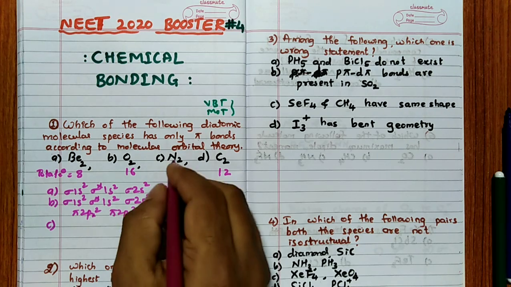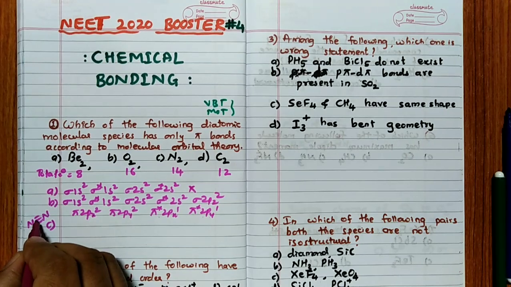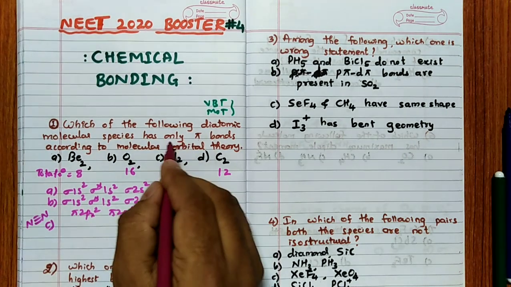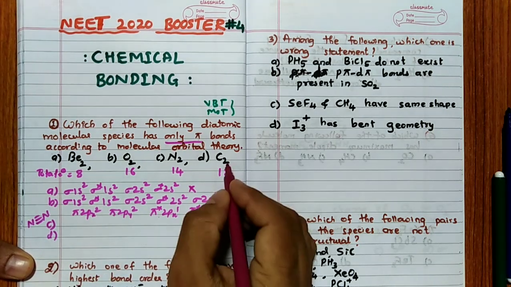In a shortcut I will tell you, nitrogen means N triple bond N. N triple bond N means we know that it is 1 sigma and 2 pi. Definitely only pi bonds they are asking, so that is not possible. But directly I will write for, because of that reason, C2.